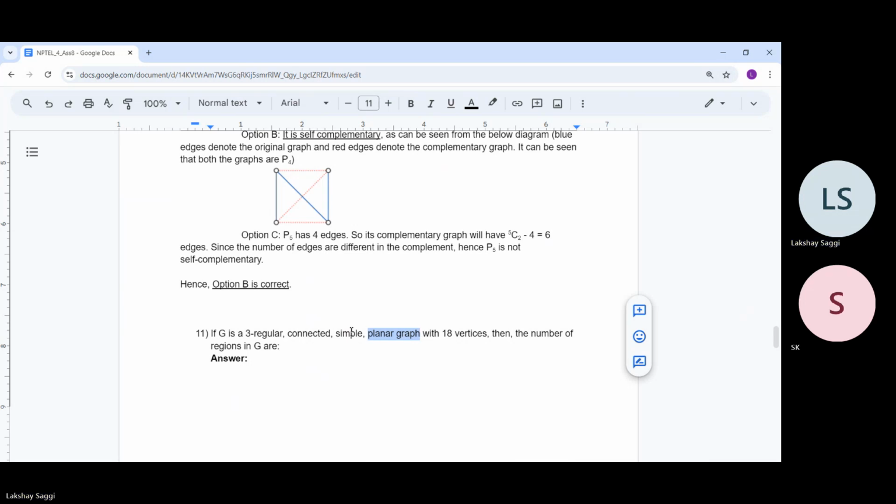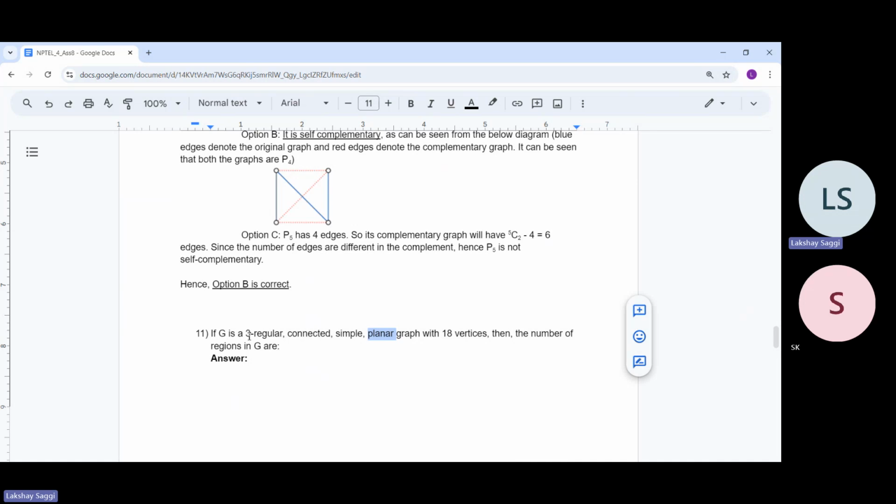So what is a 3 regular graph? A 3 regular graph is a graph where every vertex has a degree of 3. A connected graph is a graph where the whole graph is a single connected component. And what's a simple graph? A simple graph is a graph where no self loops are present and between two vertices at most one edge is present. And a planar graph is a graph which can be embedded in a plane.